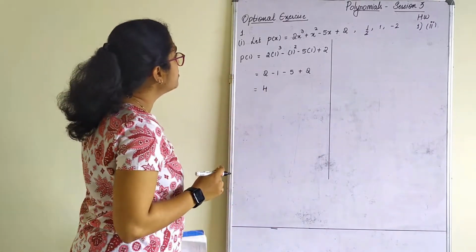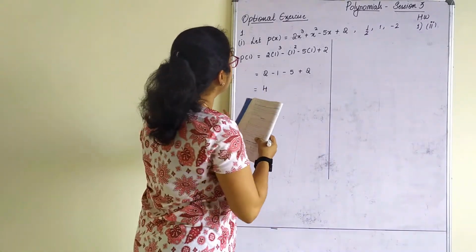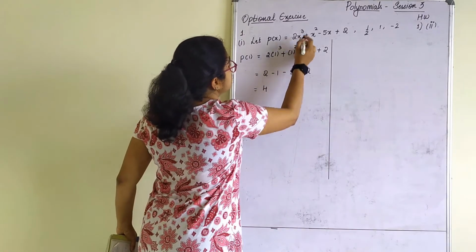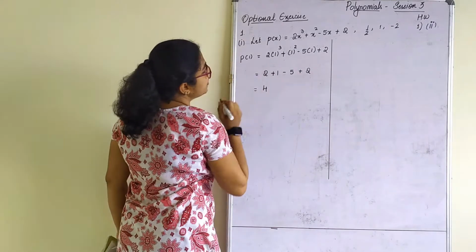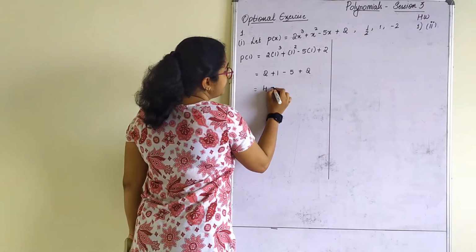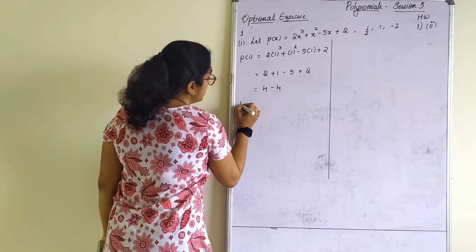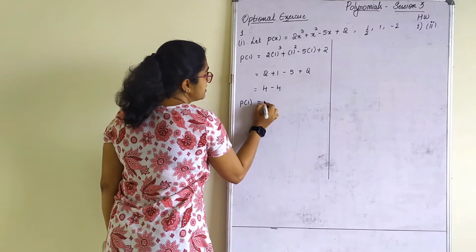I think we have gone wrong. One second, because we need to get 0. Okay, I went wrong here. This is plus. Yes. So this will be plus. So 2 plus 2 is 4. 1 minus 5 is minus 4. Therefore, p of 1 is 0.